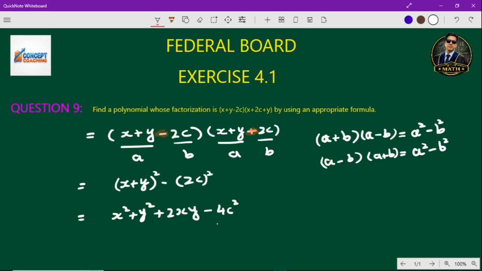This is the expression. This is the polynomial whose factorization is given in the question. So this is the final answer.